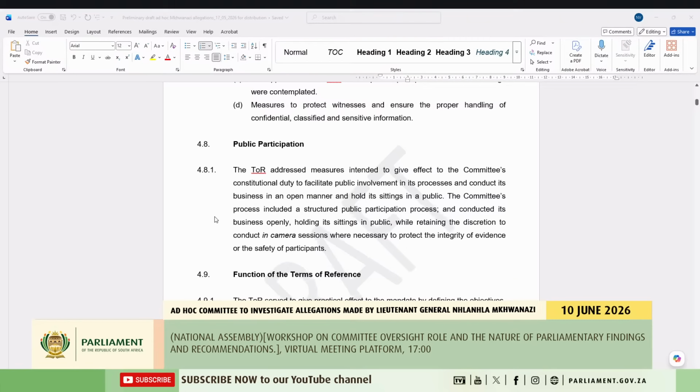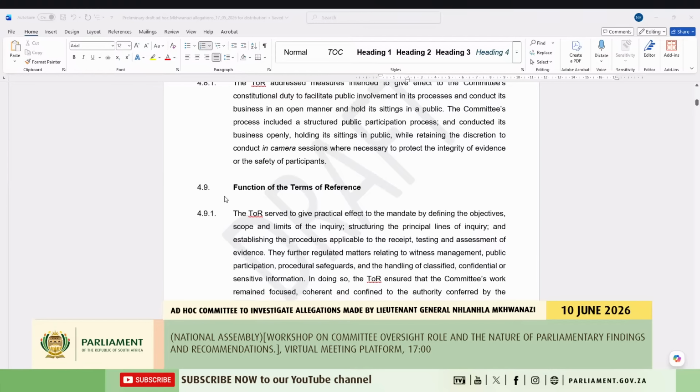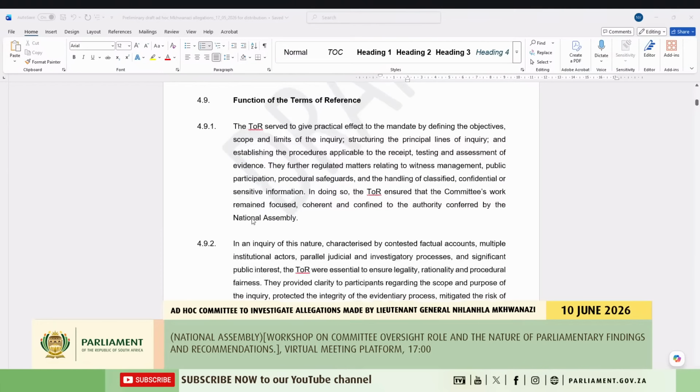Just a very short section on public participation. And as Christine stated, there is a separate public participation report, and that is why it's not substantively covered in section 4.8. We also have the function of the terms of reference, really in terms of giving practical effect to the mandate of the committee.